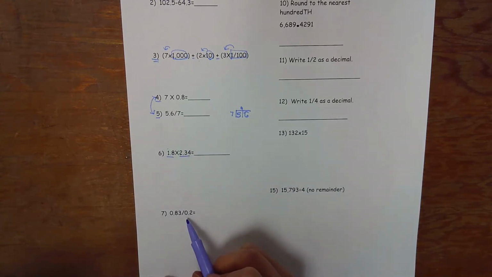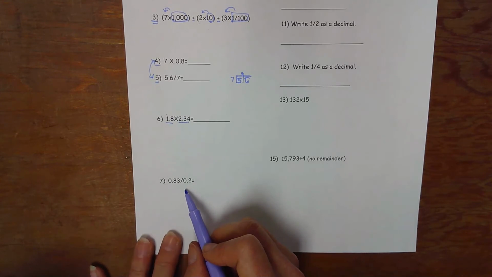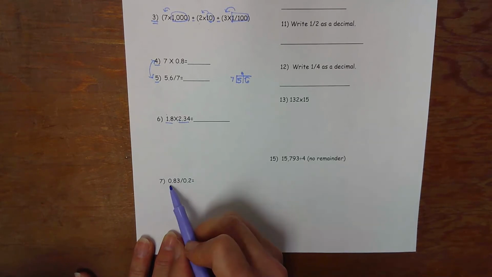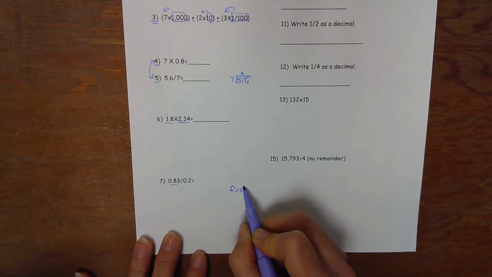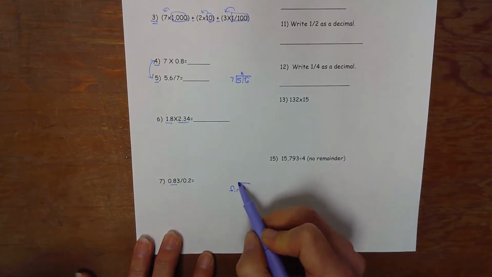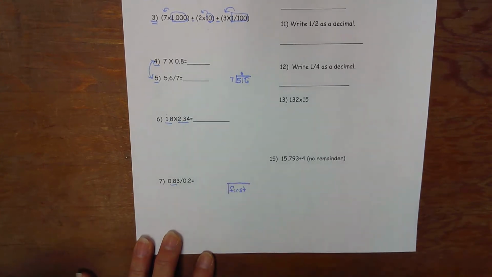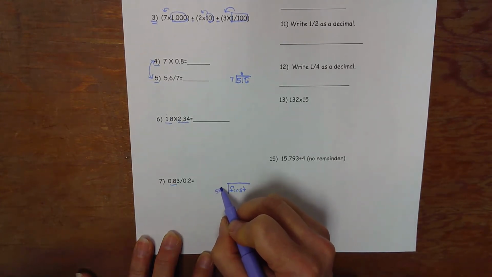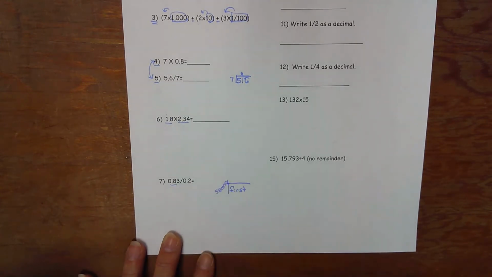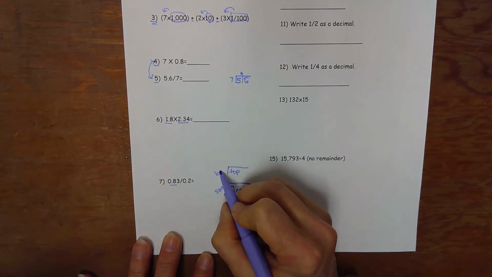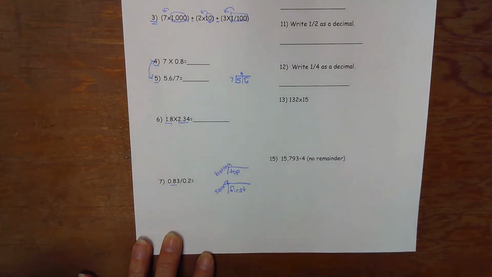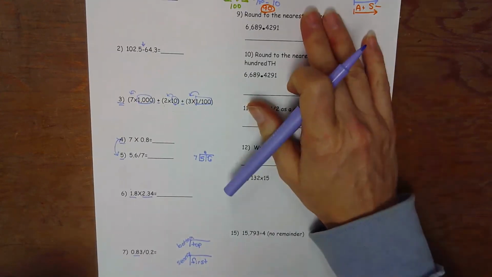Number 7, this is going to have a decimal in the divisor. It's always your first number. Don't write this, I'm just showing you. First number divided by your second number. This kind of looks like a fraction. So it's still the top number divided by the bottom number. We already talked about number 8.